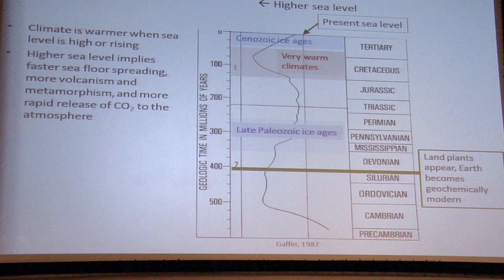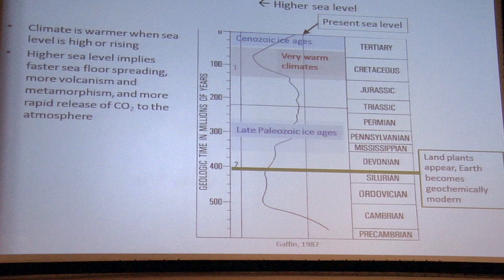Okay, now this is another idea, different from the one that David talked about, and I think both are important, for explaining the changes in the concentration of carbon dioxide over hundreds of millions of years during the more recent period of Earth history. So on this axis is time from 500 million years ago to the present.